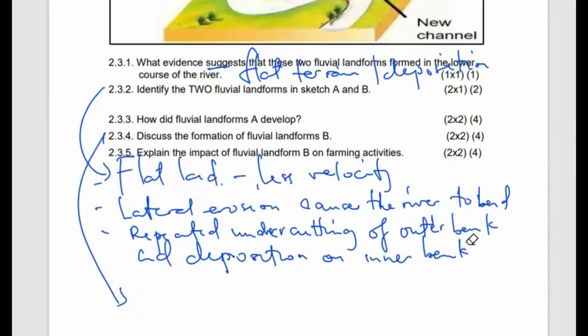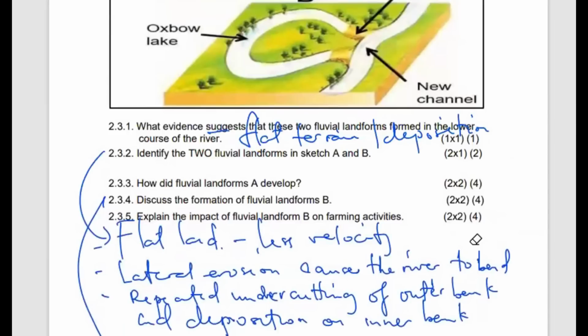Right, then explain the impact of fluvial landform B on farming activities. The impact of an oxbow lake on farming activities. How does an oxbow lake impact on farming activities? Right, basically the oxbow lake is a source of water, a source of water supply for the farmer in terms of livestock or in terms of irrigating crops. It's a source of water for that purpose.